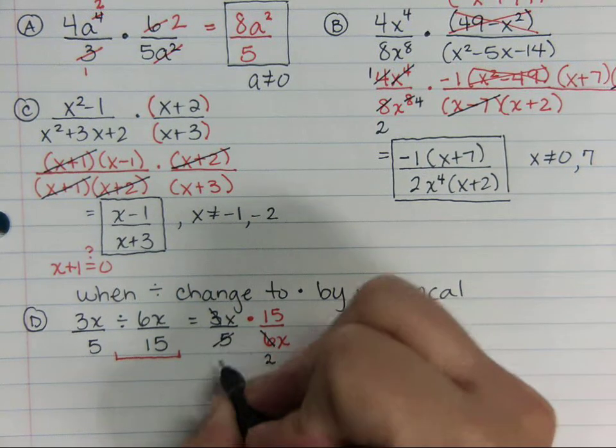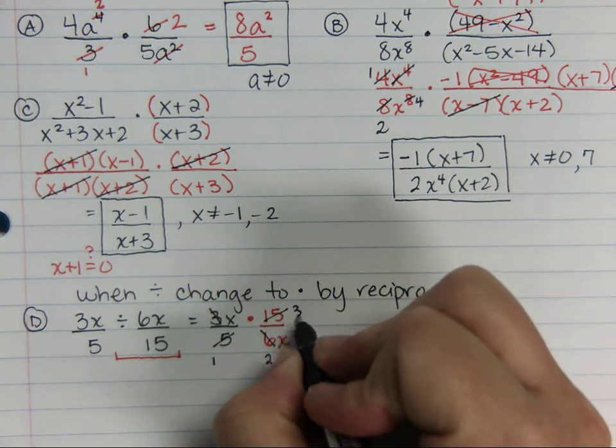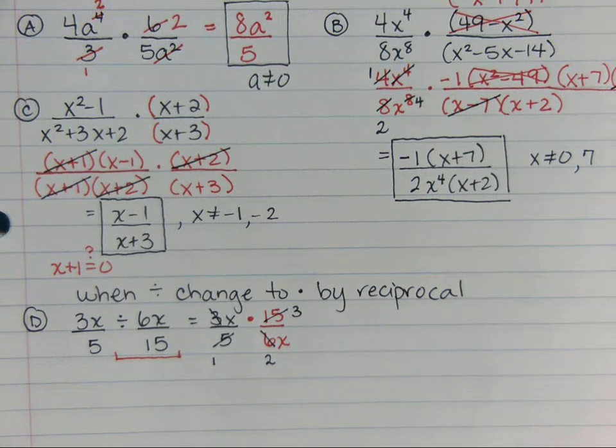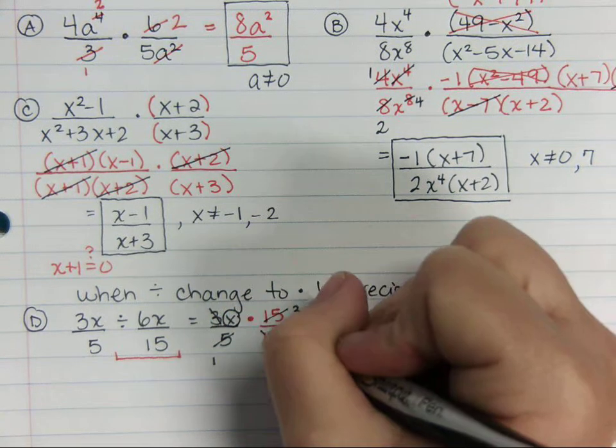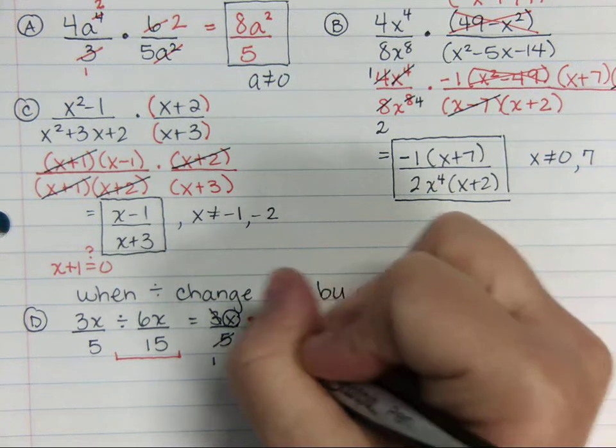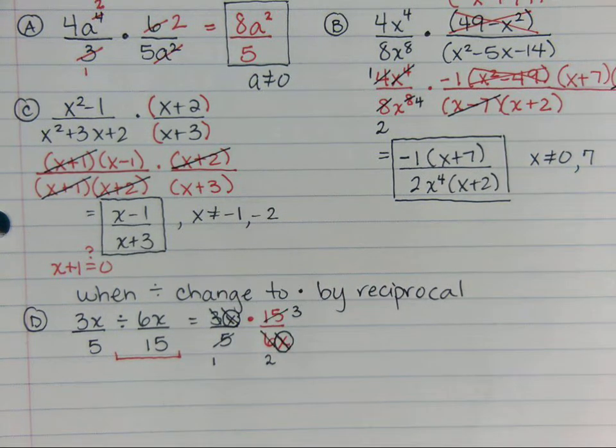I can take a 5 out, and I can cancel out that variable. All right, I have an x over here and an x down here that I can cancel. All right, that just created a restriction.